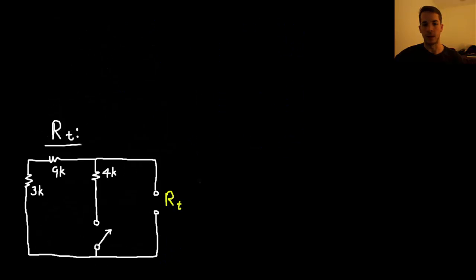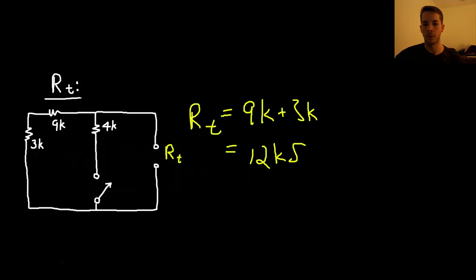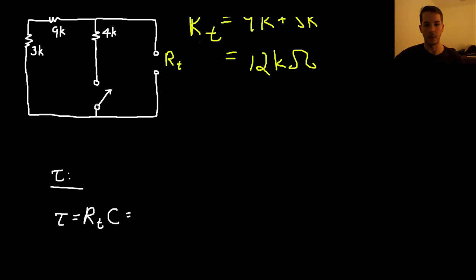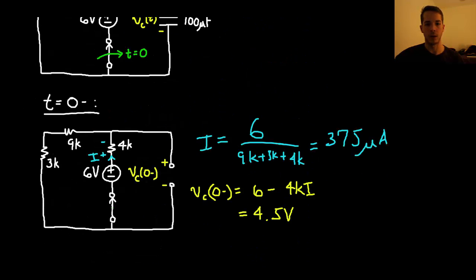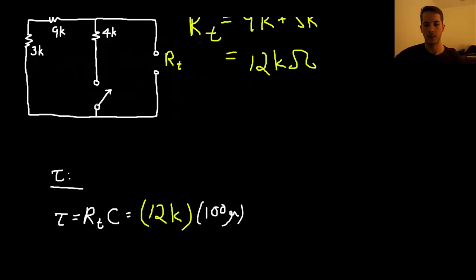Next is to find RT, or R Thevenin, for the capacitor. Here we go. This 4K is in series with this open circuit, so same kind of deal. This 4K will not matter at all. So RT will just be the 9K and 3K in series, or just 12 kilo ohms. Awesome. Next step is to find tau. RT is 12K. C was 100 microfarads. So we get 1.2 seconds.